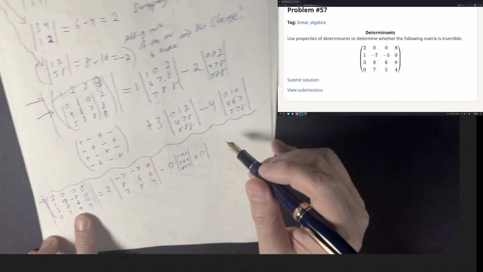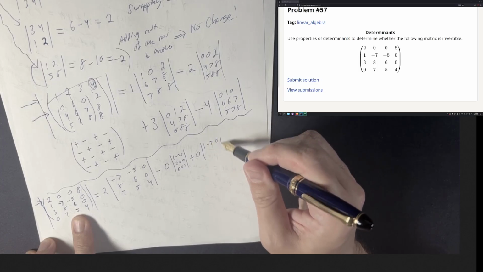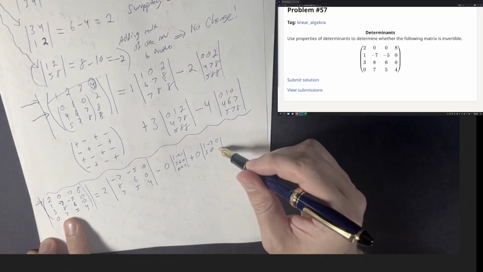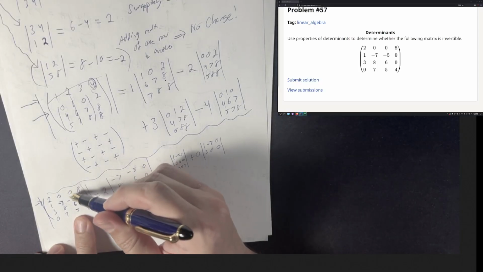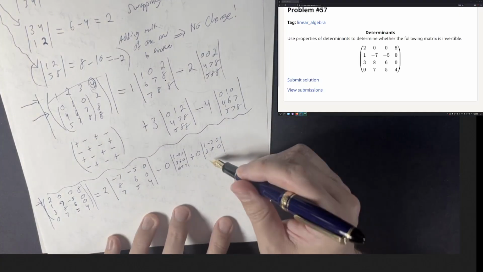Maybe I'll write it down just so you guys can see. 1. Try not to screw it up. -7, 0. 3, 8, 0. So I'm expanding on this cell now. So we're eliminating this column. And then 0, 7, 4 will be the last row.